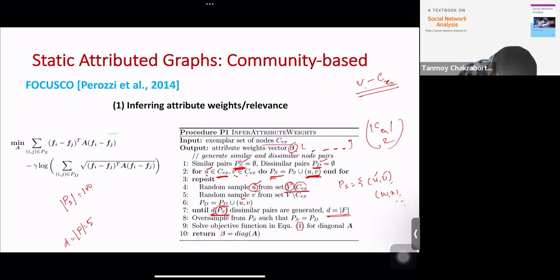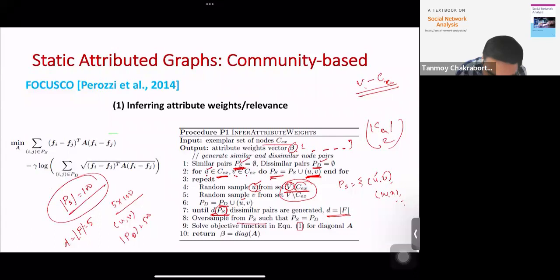So we basically do this sampling 5 into 100, that is 500 times. So 500 times you choose a pair of nodes from V minus CEX and you add them in PD, right? So now the size of PD is 500 and the size of PS is 100. So imbalance. What do you do then? You oversample from PS such that the size of PS equals the size of PD. Okay.